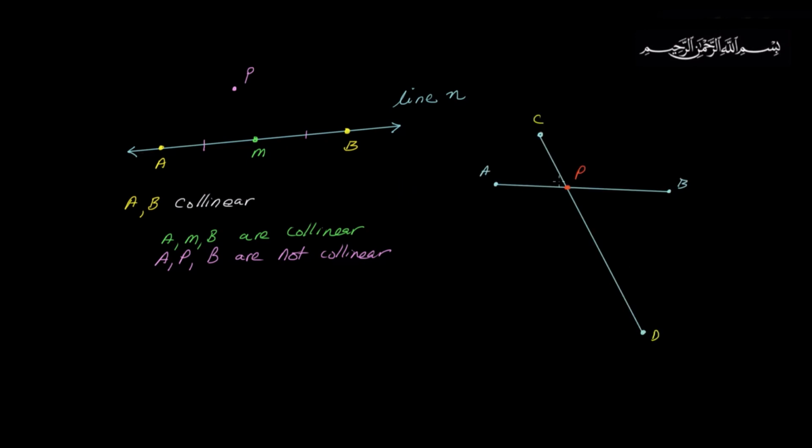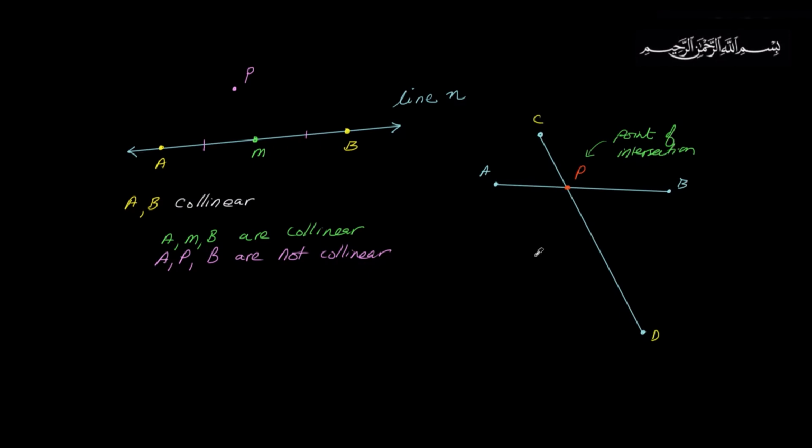Now, in this particular diagram, I have two segments, and these two segments are intersecting. That is, they're crossing each other, and they're intersecting at this particular point called point P. So segment AB and segment CD intersect, and the point of intersection is point P. Correct? So these are called intersecting segments, and the point of intersection is point P.